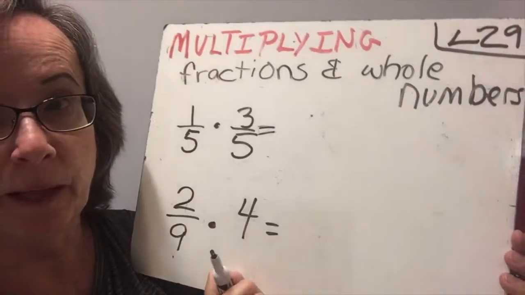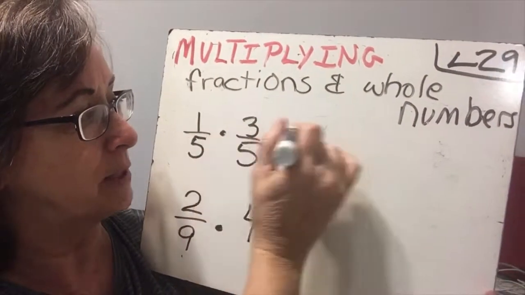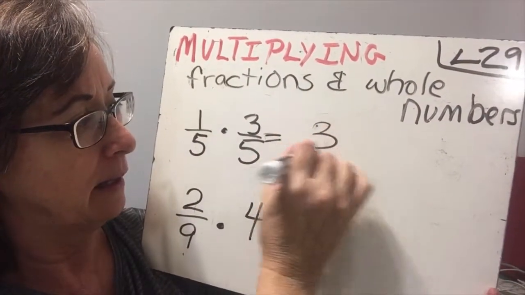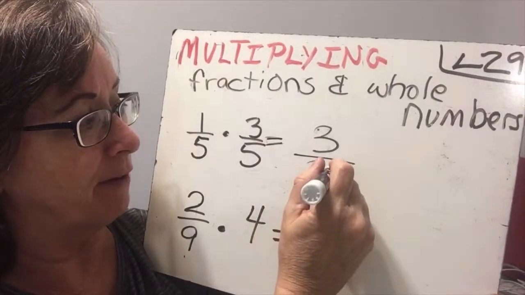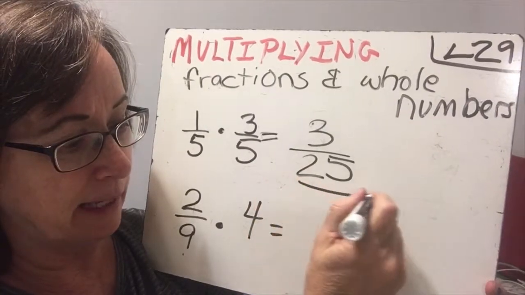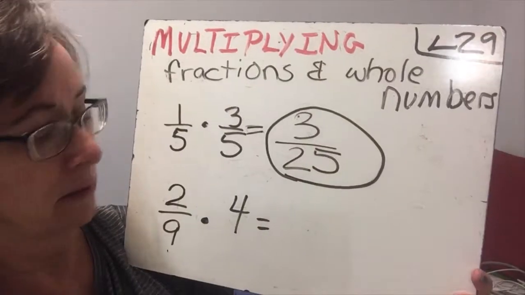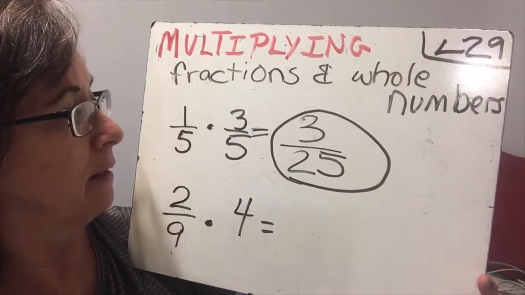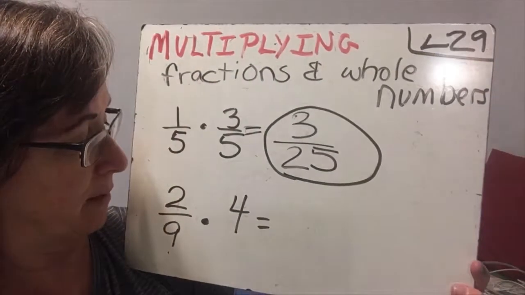So when we're multiplying fractions, we multiply across the numerator. 1 times 3 is 3. We multiply across the denominator. 5 times 5 is 25. And I cannot do anything to simplify that answer. Okay, 1/5 times 3/5 is 3/25.